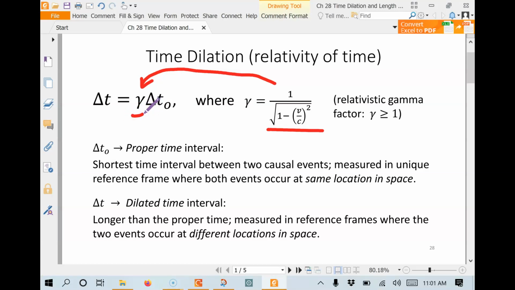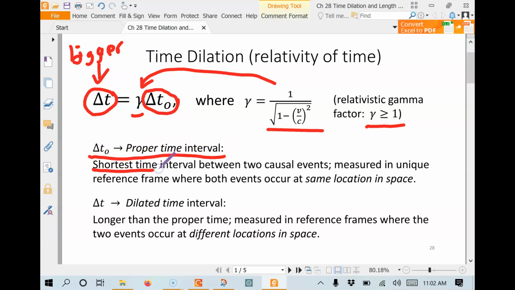Now the important thing here is this gamma factor that I've written. It is a factor that relates the time measured by one of the observers. So delta t0 is one of the time measurements. Delta t is the time measurement made by another observer. And the gamma is always greater than or equal to 1. It's only 1 if the two observers are in the same reference frame. If they're moving with respect to one another, it's greater than 1. So we can see that delta t is always going to be bigger than delta t0. Delta t0 is what we call the proper time interval.